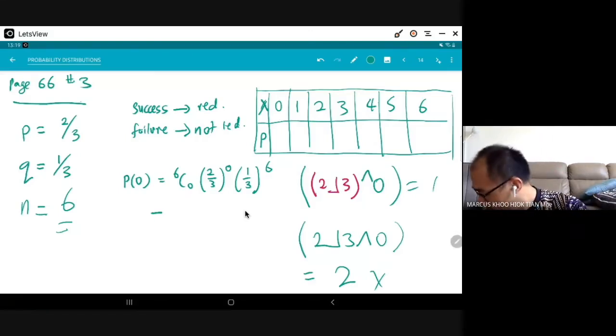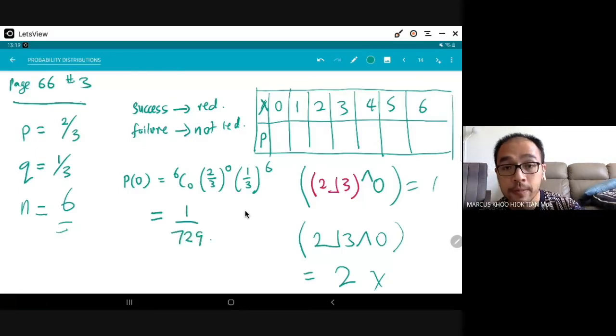Okay, so this one, you will get the answer 1/729. I'm going to fill this in for you, 1/729. Kalau kamu mau buat dalam perpuluhan, I can allow you to, but it's very tiny. Okay, 1/729. Tidak apa, kita buat saja.